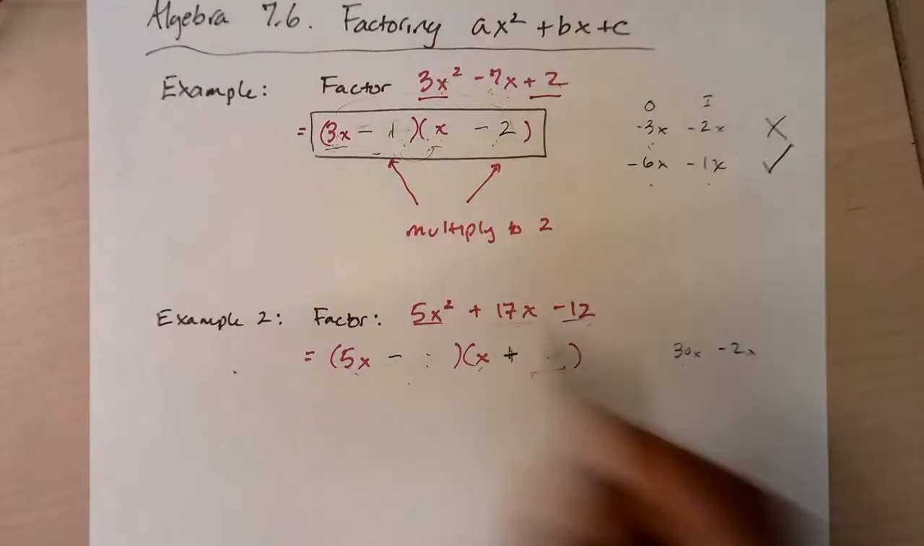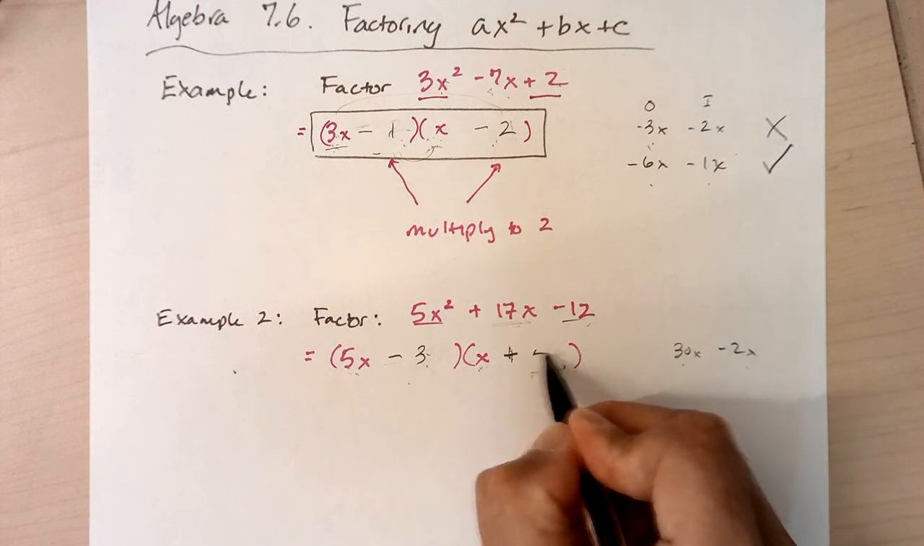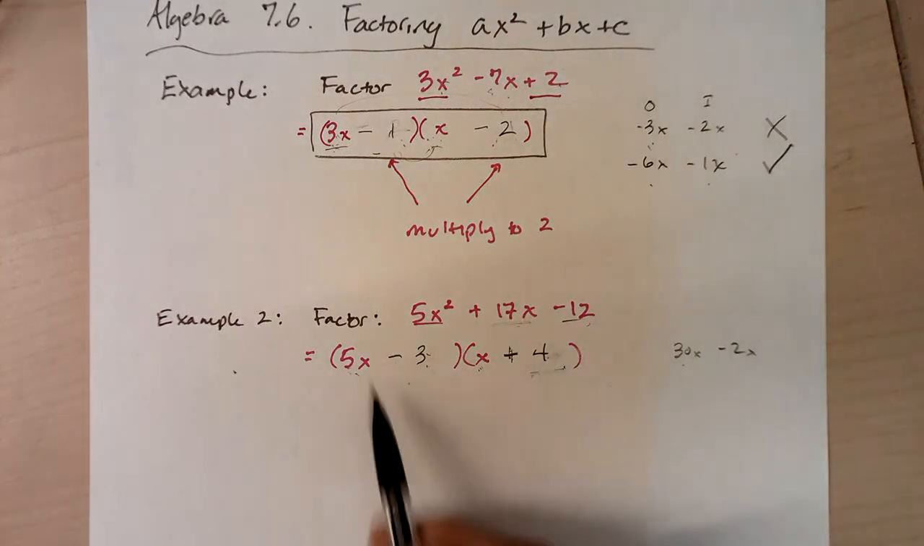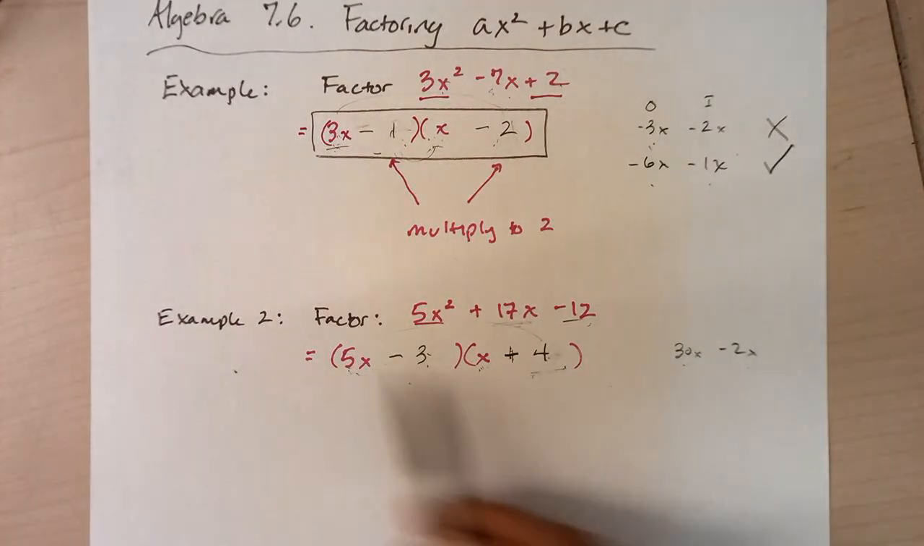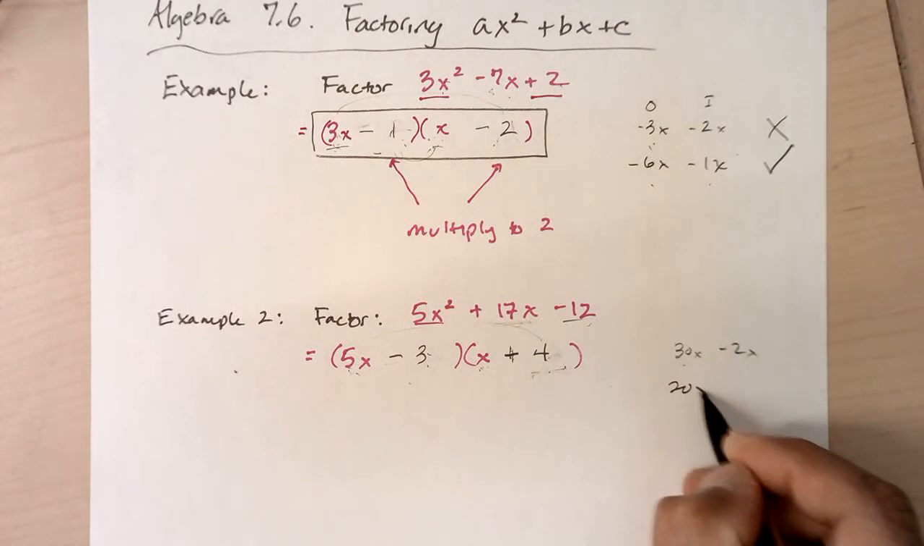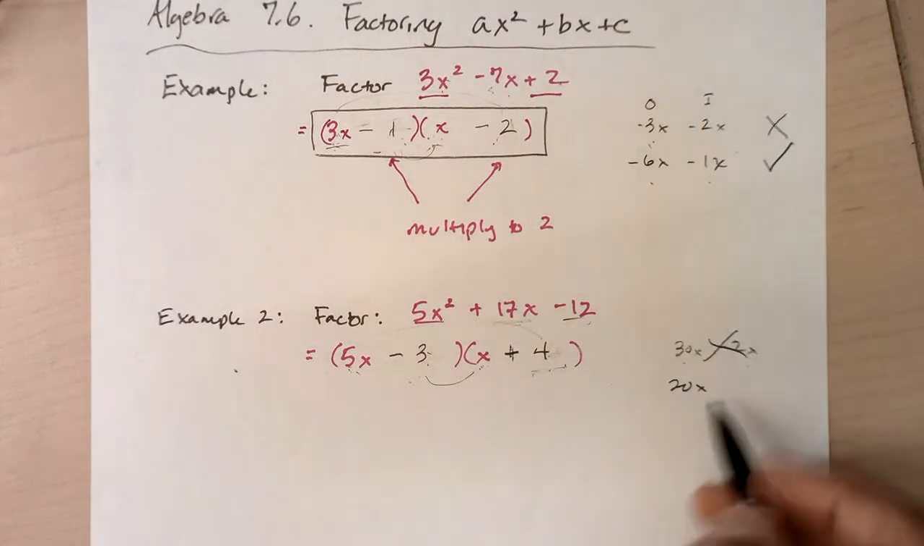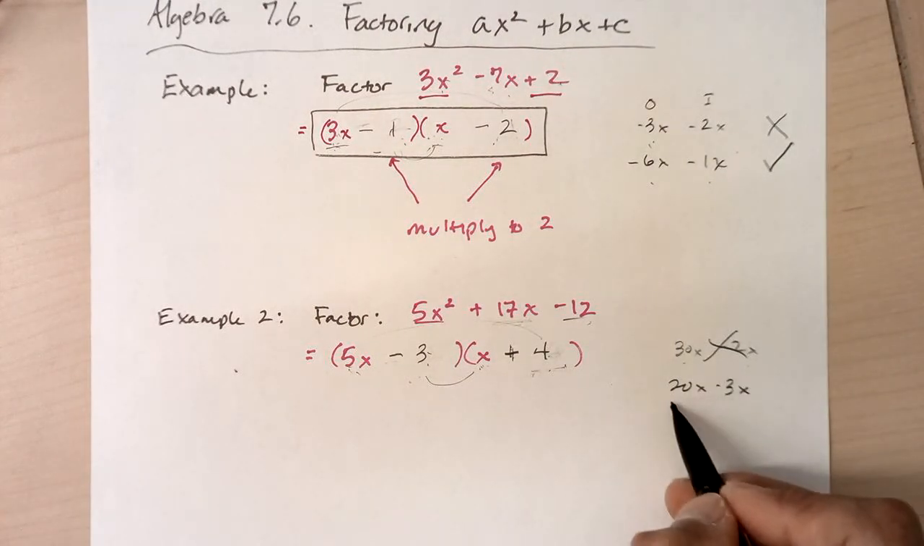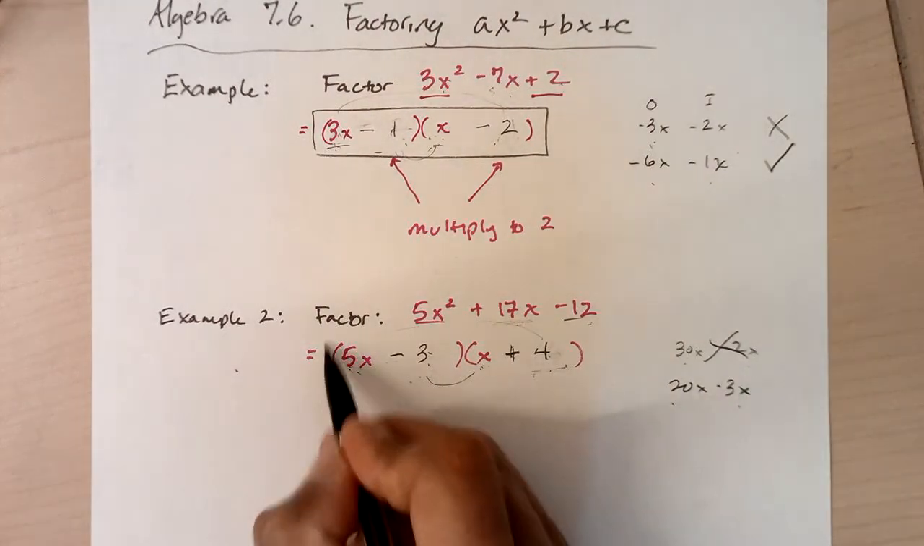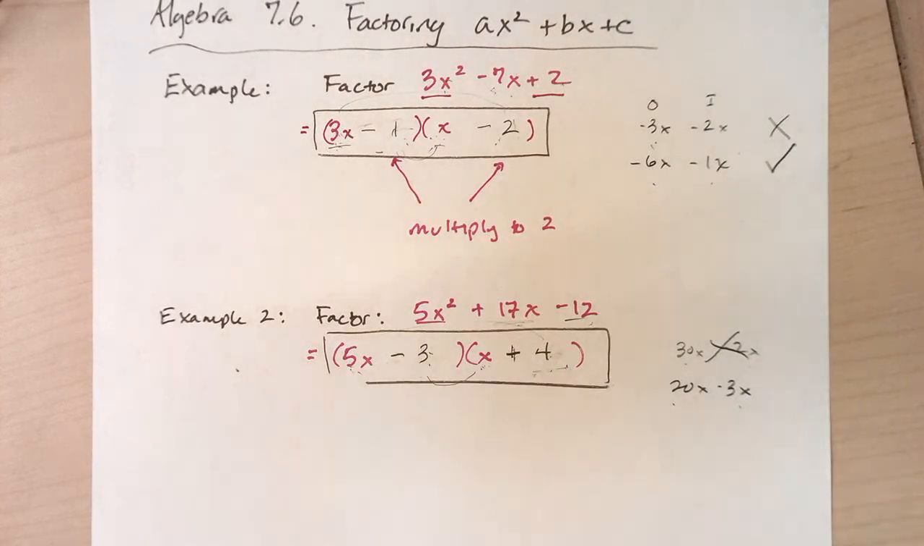If you try that, that actually would not work. Let's try 3 and 4. Outside of FOIL, 5x times 4 is 20x. Inside of FOIL, I'm going to cross that out because that doesn't work. Negative 3 times x is negative 3x. 20x minus 3x is 17x. So this is the correct factorization of that polynomial.